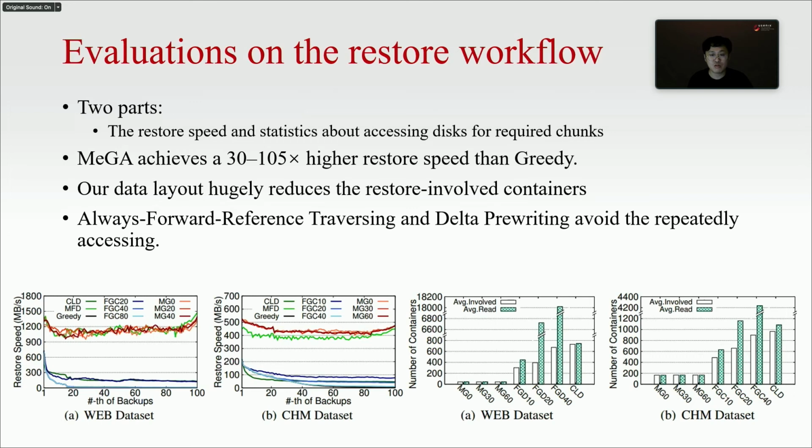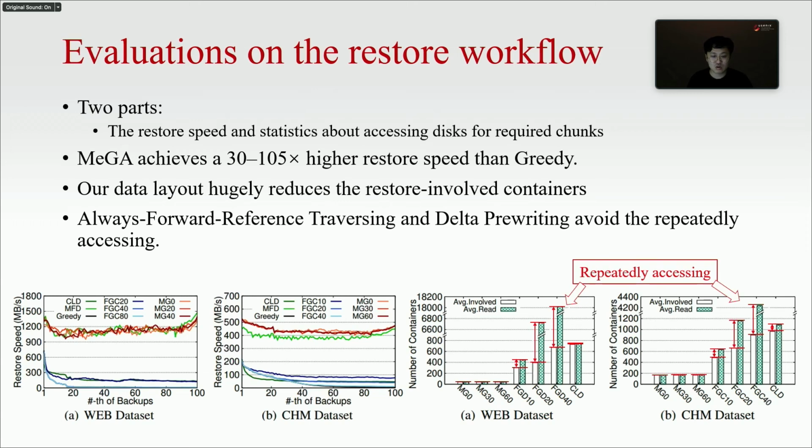Evaluations on the restore workflow also have two parts, including the restore speed and the statistics about accessing disks for required chunks. Results suggest that Mega achieves up to 105 times higher restore speed than Greedy. And the statistics about accessing disks suggest why Mega could achieve such better performance. On the one hand, the delta-friendly data layout addresses the fragmentation problem and reduces the restore involved containers. On the other hand, always forward reference traversing and delta pre-writing significantly avoid repeatedly accessing containers.